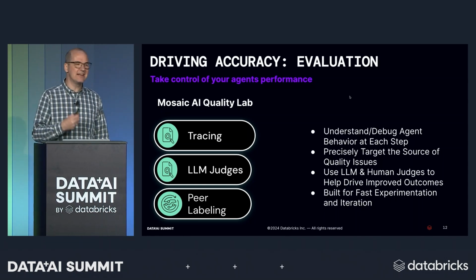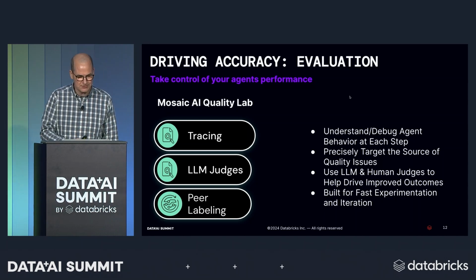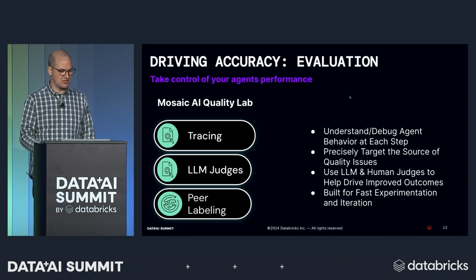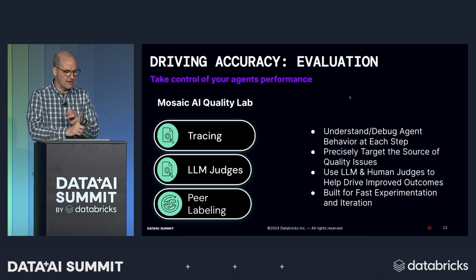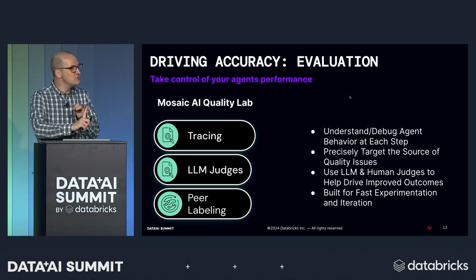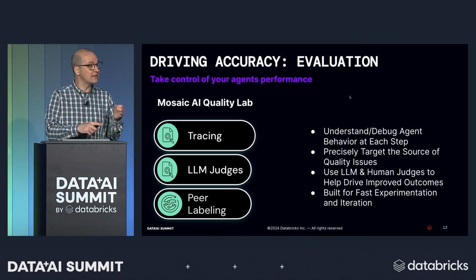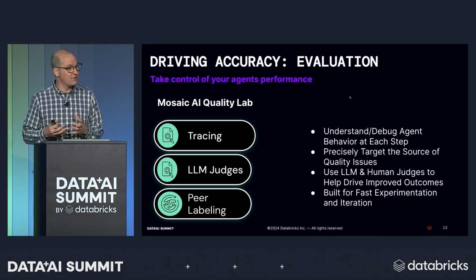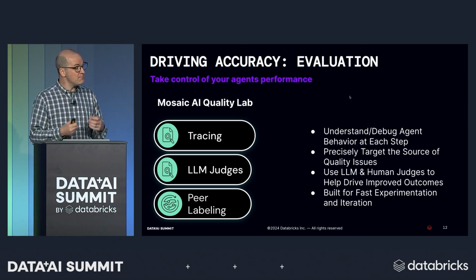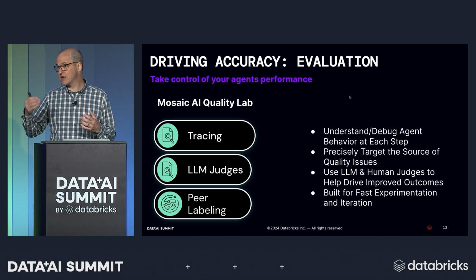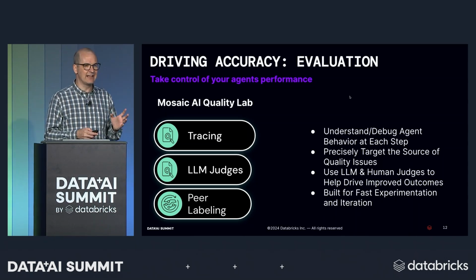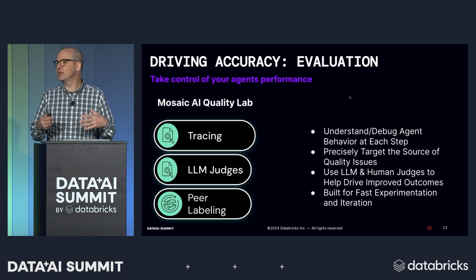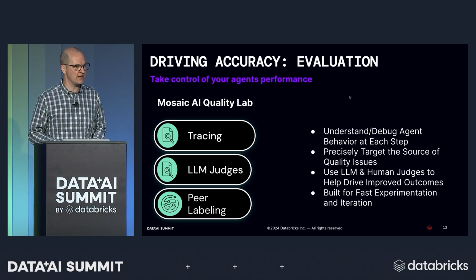Now, we're excited to help bring structure to this with our evaluation systems that give you full trace logs of every single aspect of your agent, LLM judges to help you evaluate the performance of each step of your agent, and then peer labeling as well. So your peers can look at it or other humans can look at it, and you can use those LLMs to help determine what you want to prioritize the humans to go chase.